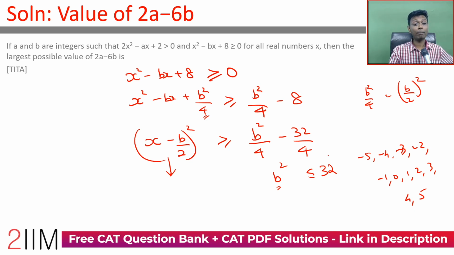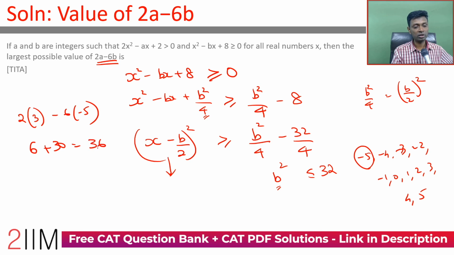We want 2a minus 6b to be very high, or we want b to be very small. The smallest integer b can take is minus 5. 2 into 3 minus 6 into minus 5 is the largest possible value of 2a minus 6b. 6 plus 30, which is 36.